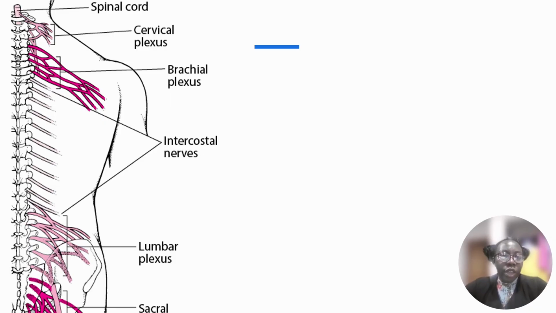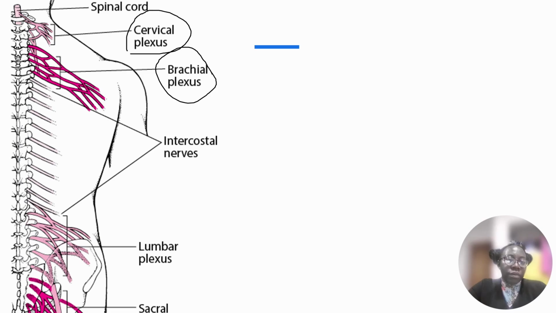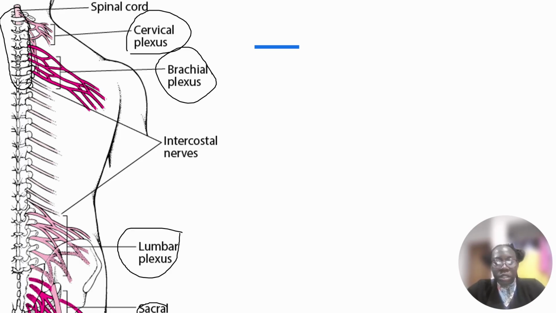Here we see that we have four plexuses. We have the cervical plexus and the brachial plexus, which are part of the cervical vertebrae, and we have the lumbar plexus with the lumbar vertebrae and the sacral plexus with the sacrum. We're going to see each of them separately.